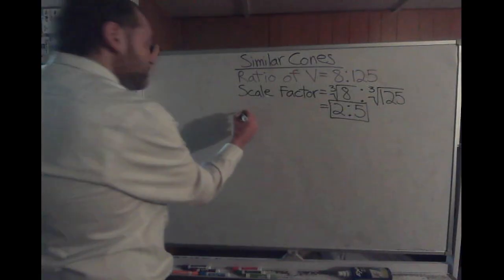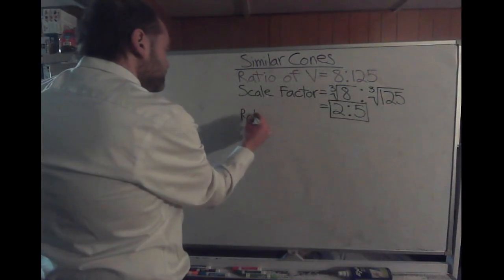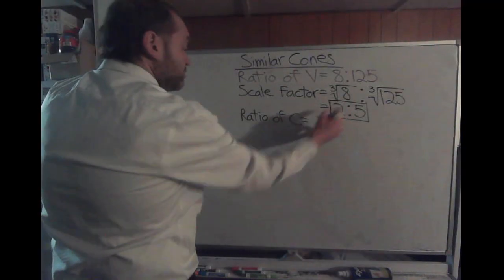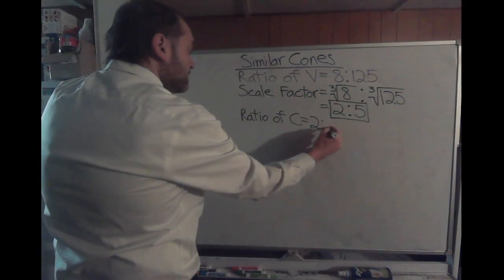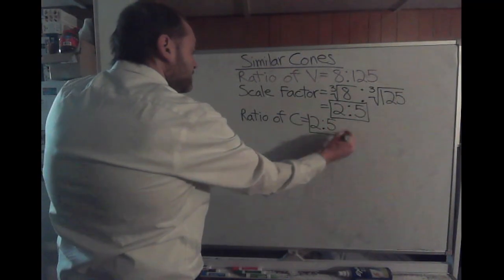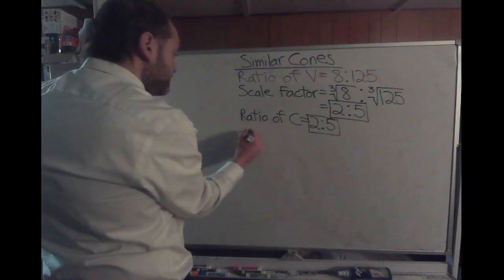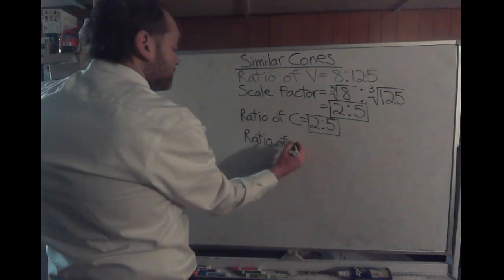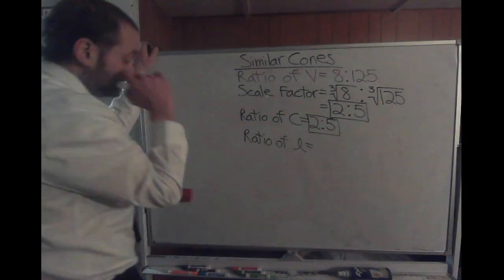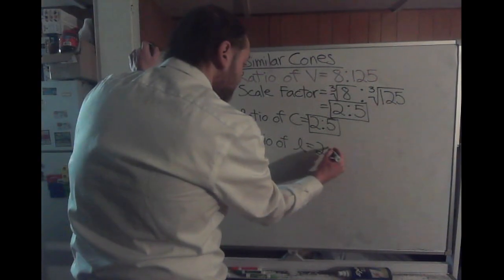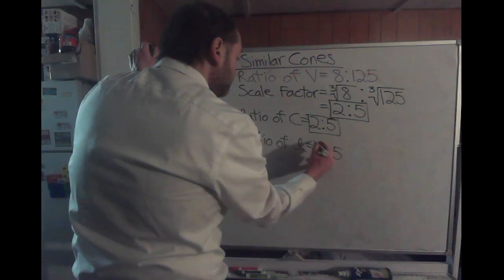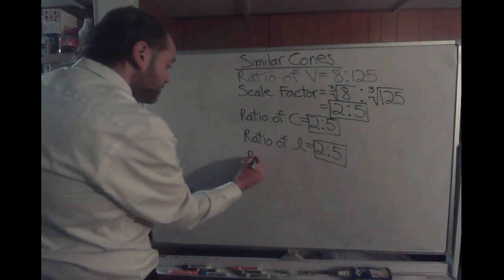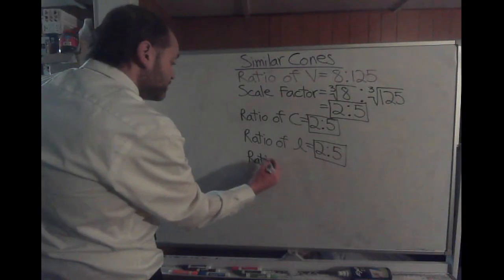Now from there you can find the ratio of the base circumferences, which would also be 2 to 5. Which means you could also find the ratio of your slant heights, which, since it's a length, would also be 2 to 5. And then, last but not least, we're going to find the ratio of the lateral area and the ratio of the surface area.